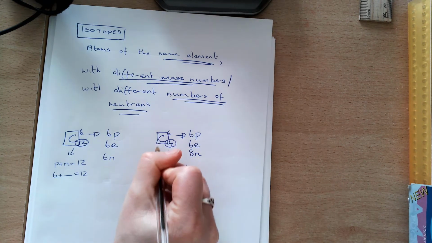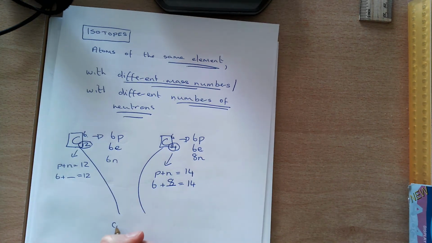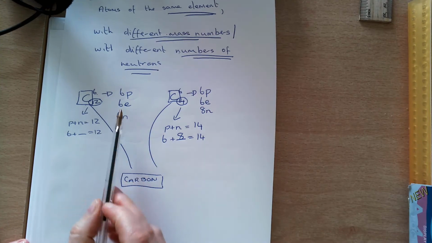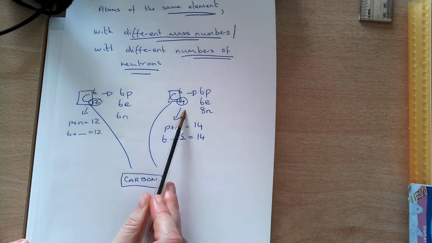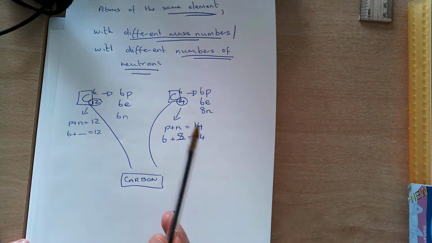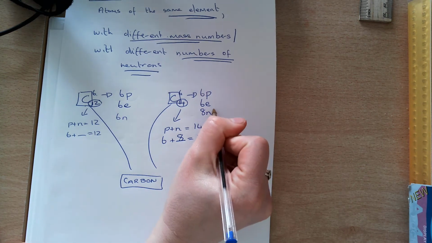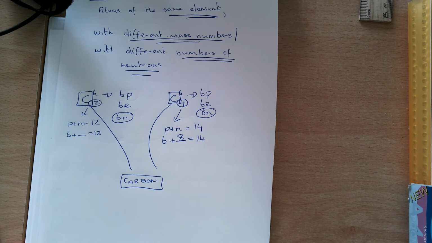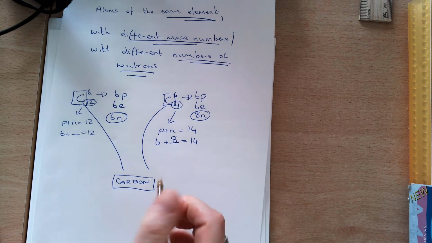So they're atoms of the same element. Both of these are still the element carbon, but they have different mass numbers. One has 12 and one has 14. And why? Because they have different numbers of neutrons in their nucleus. And that is the same for every single atom.